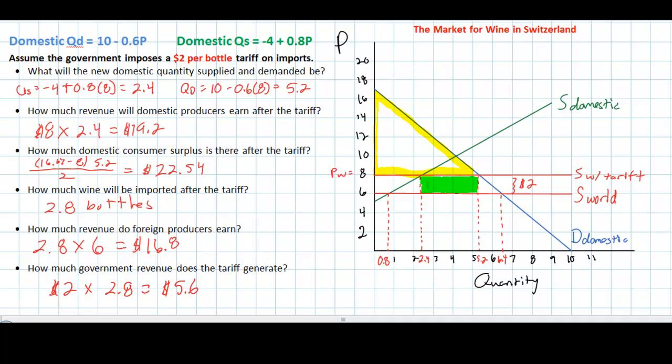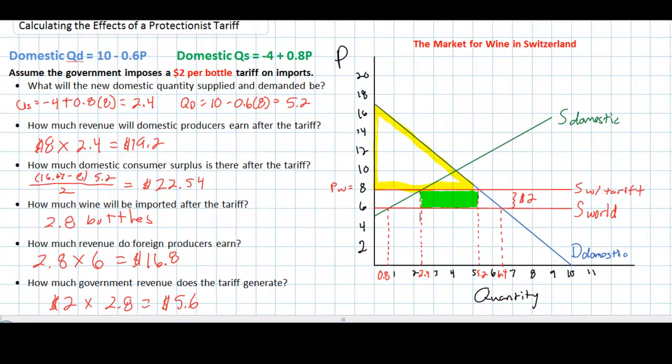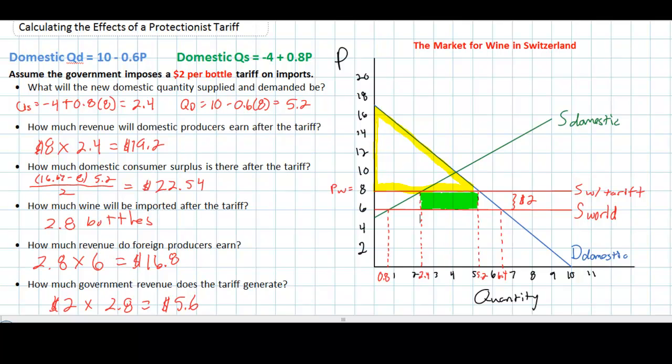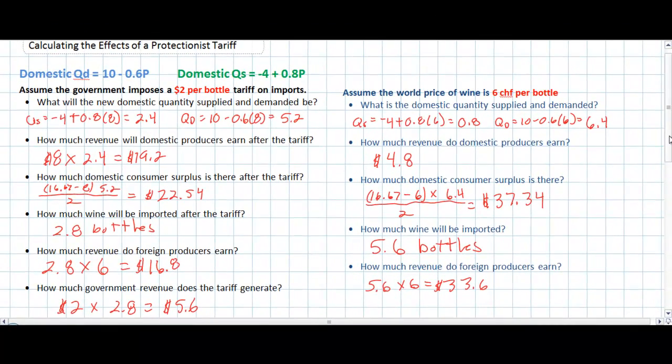So overall, how has the Swiss economy been affected by the tariff on imported wine? To complete our analysis, we're going to put the original calculations that we did beside the new calculations that we've done and determine how overall welfare will be affected by this tariff. Let's compare the welfare in the market for wine before the tariff was imposed and the welfare after the tariff was imposed. First of all, let's examine the effect on domestic consumers of wine.